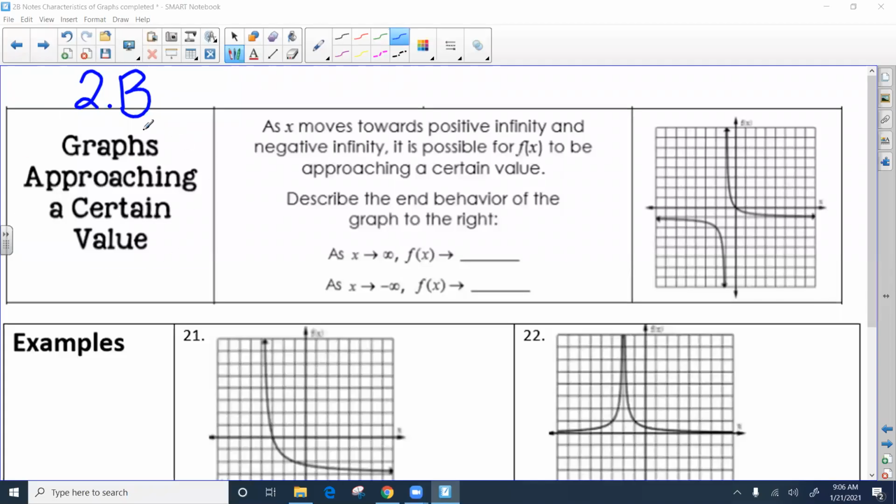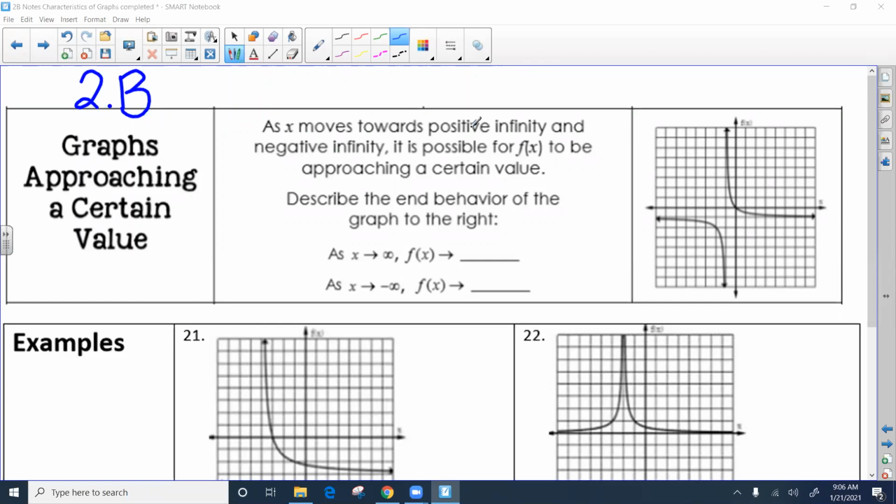So we're still talking about end behavior, but instead of the graphs approaching positive infinity or negative infinity, graphs can approach an actual number instead. It's not as common as positive infinity and negative infinity, but it's good to at least recognize. So let's look at these last examples on this last page of 2b.